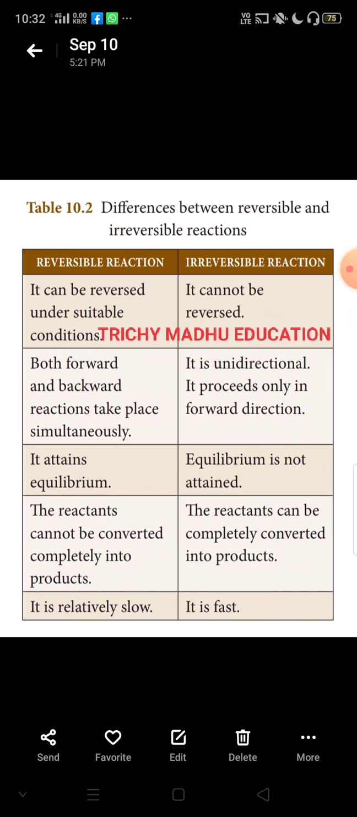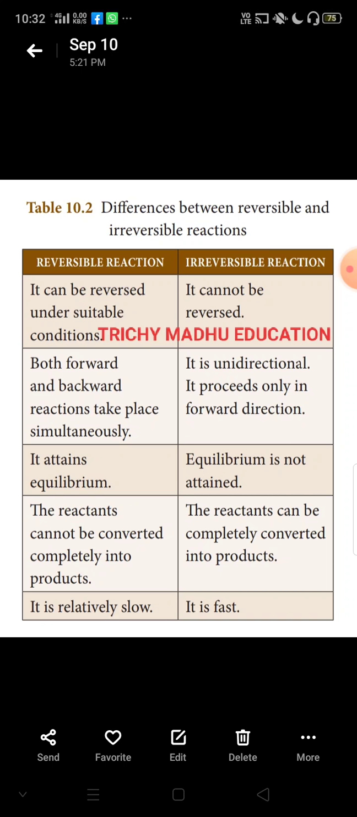Next one, difference between reversible and irreversible reactions. What is a reversible reaction? What is an irreversible reaction? What is the difference? A reversible reaction can be reversed under suitable conditions. An irreversible reaction cannot be reversed. In a reversible reaction, both forward and backward reactions take place simultaneously. An irreversible reaction is unidirectional. It proceeds only in the forward direction.